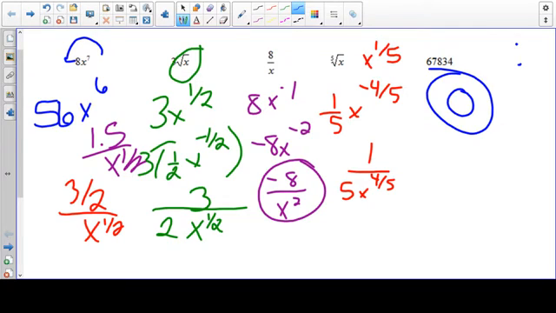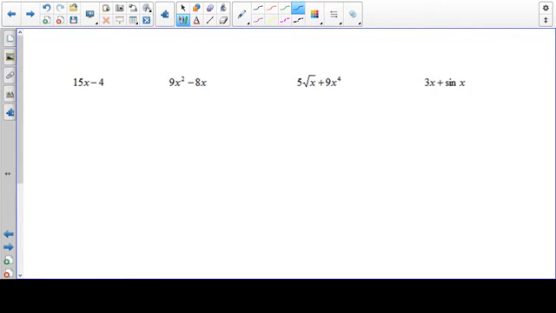So that's the first 5. Let's take a look at the next 5. This first one on this next section, I notice I have an x. Whenever I take the derivative of x, it's going to end up just being the coefficient. So in this case, my answer here is just 15, because the derivative of that 4 constant is just 0.